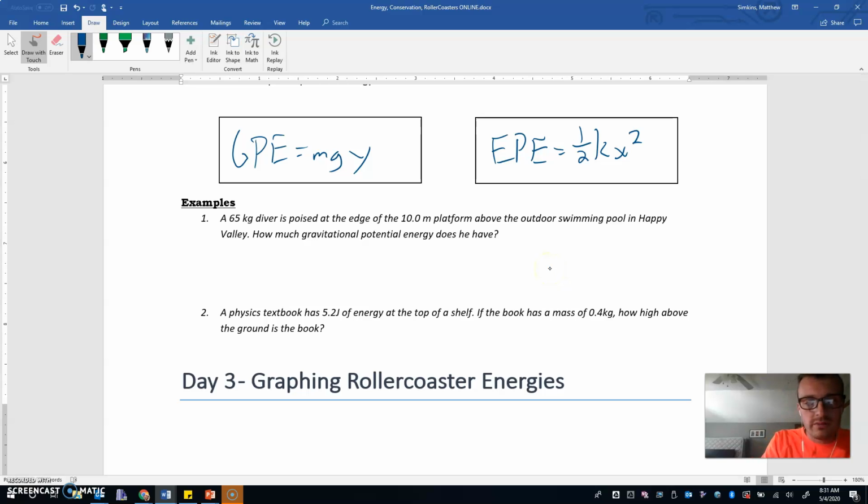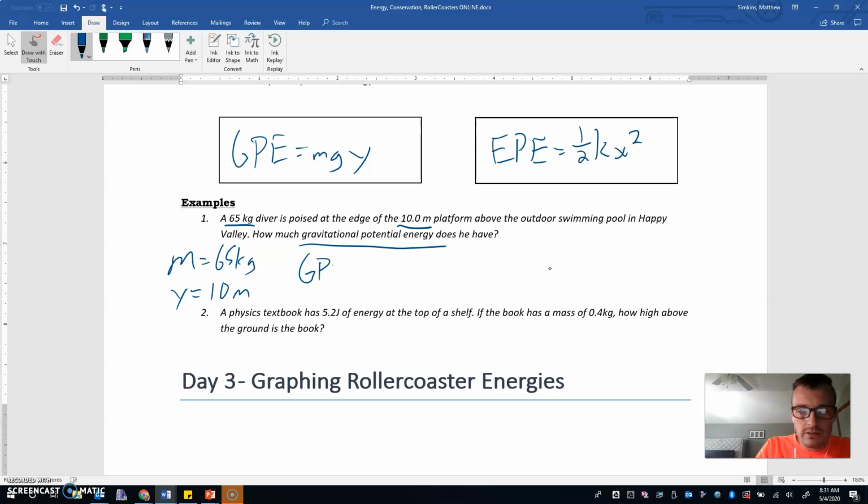So let's use this equation real quick. We have kilograms and meters, and it asks how much GPE he has. If we make our list of knowns, we see m equals 65 kilograms, and y is how high, or you can use h for height, that's fine too. Either way, it's the same equation.